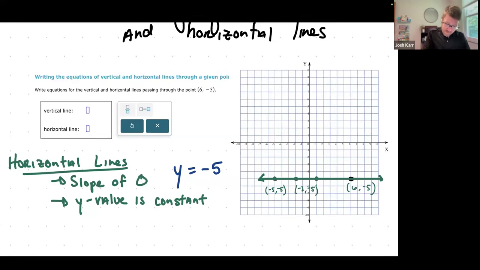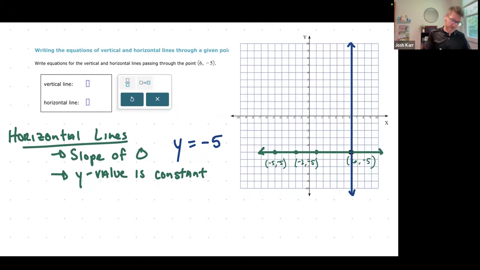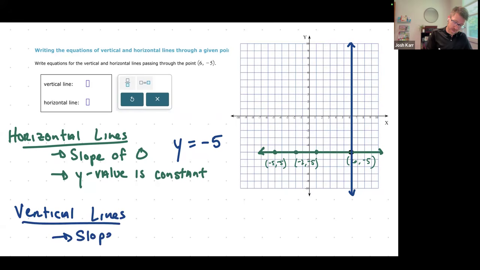Let's talk about the vertical line that goes through this point. So let's draw the vertical line that goes through this point, 6, -5. Oh my goodness. Okay, that's better. Let's recap what we know about vertical lines from video lecture 7. Vertical lines have a slope that is undefined.